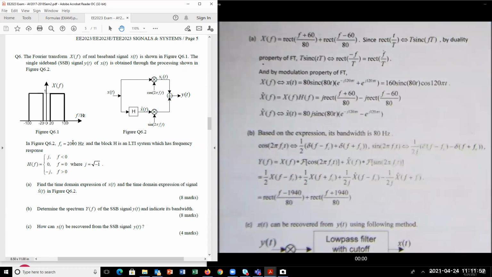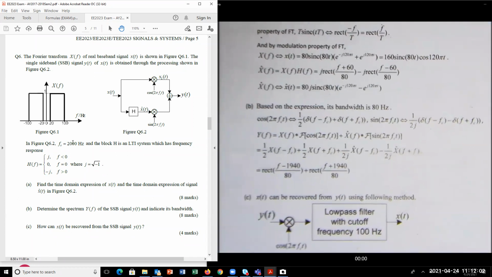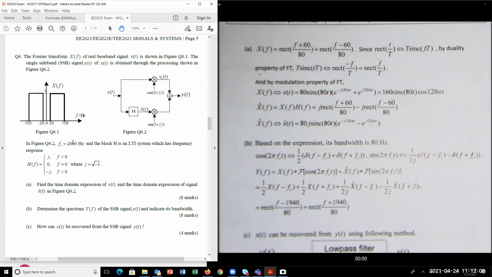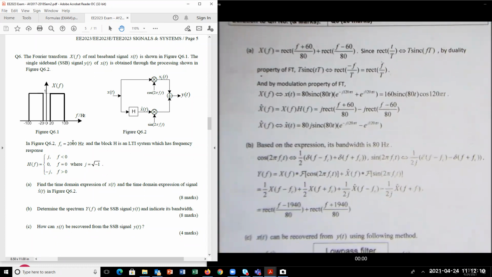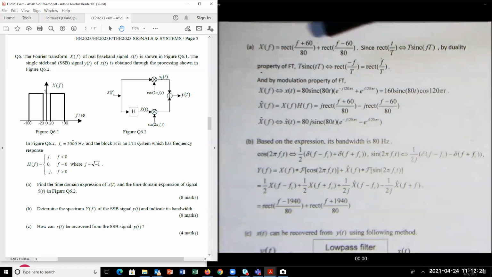Okay, I think this is good enough. So here's the thing. First of all, we have XF, which are the two racks, as you can see here. The center frequency is at plus or minus 60. The width is 80 here. Halfway will be 40, so 20 plus 40 will be 60. So the center frequency is 60.